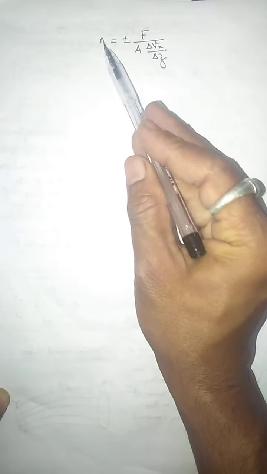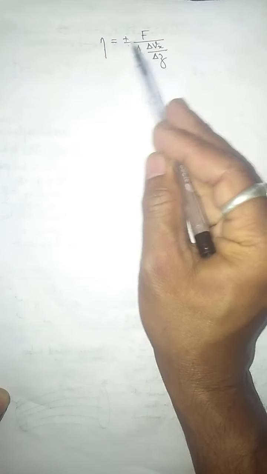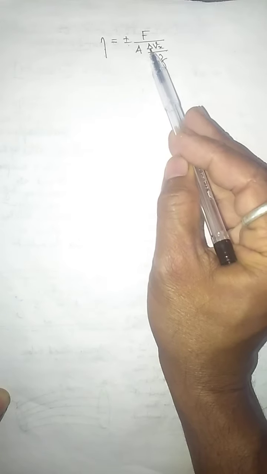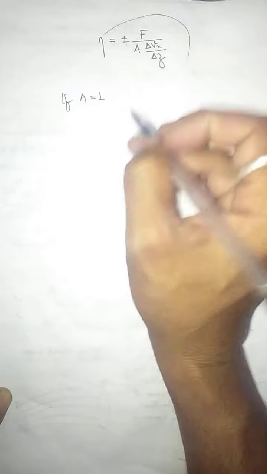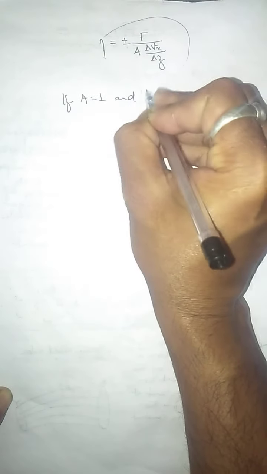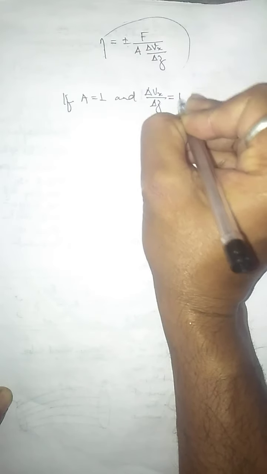In order to measure and define the coefficient of viscosity, let me make it the subject. So eta, the coefficient of viscosity, equals plus minus F divided by A times dv/dz. This expression measures the coefficient of viscosity, so from here we can define it. In the formula I take A equals 1, and I also take dv/dz equals 1.